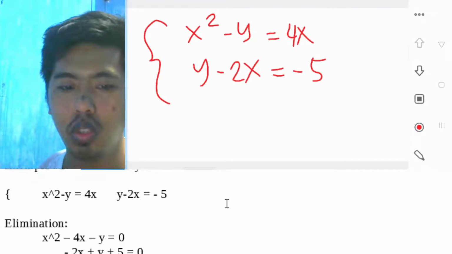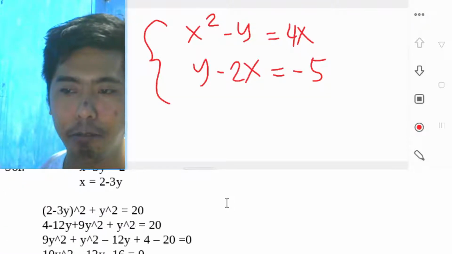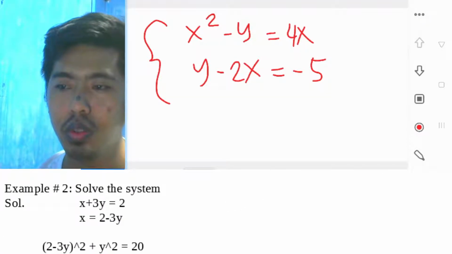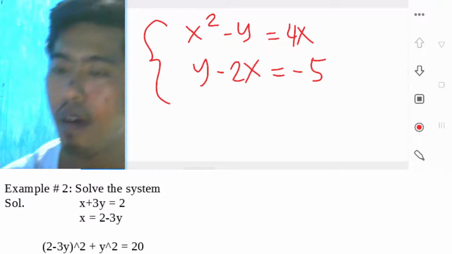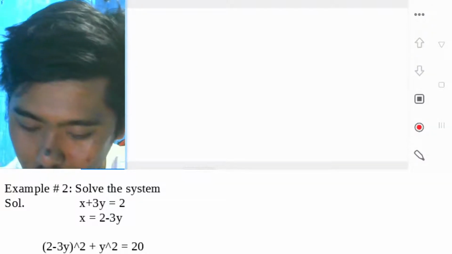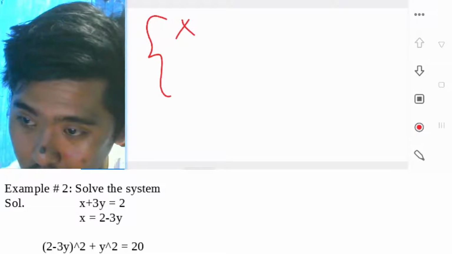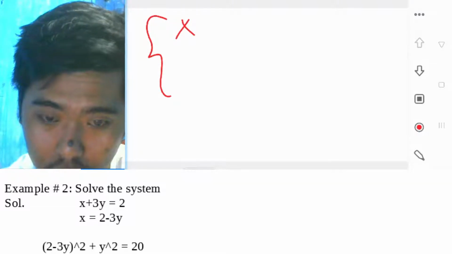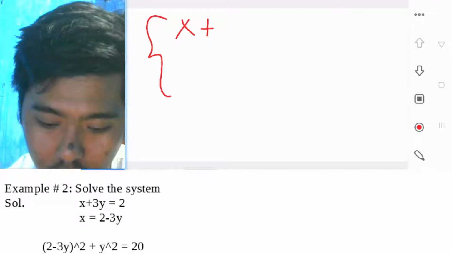Now let's proceed to example number 2. Okay, example number 2, solve the system. Let me change the value here. So x plus 3y. No, that's not it.